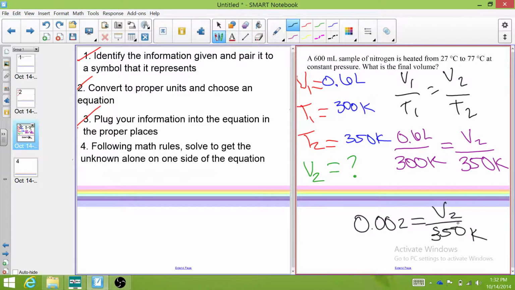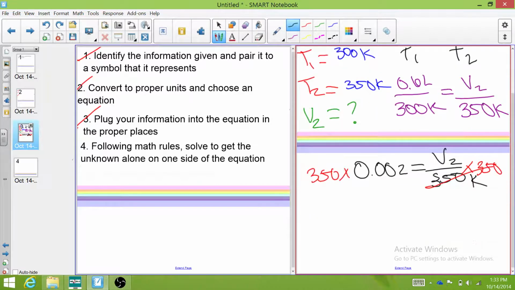Okay, to get V2 by itself over here, the next step is to multiply by 350. So I multiply 350 on both sides, and what that does is that makes it cancel over here, and all we're left with is V2, which is exactly what we wanted. So now we have V2, which is equal to 0.002 times 350, and when I do that in my calculator, I get an answer of 0.7. So we have V2 all by itself over here, so step number 4 is done.